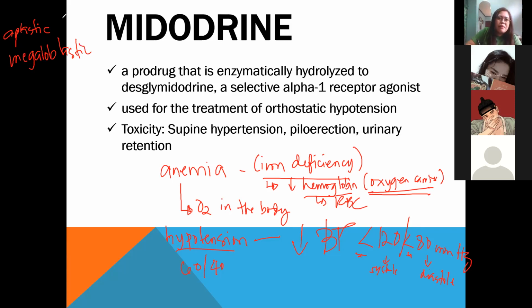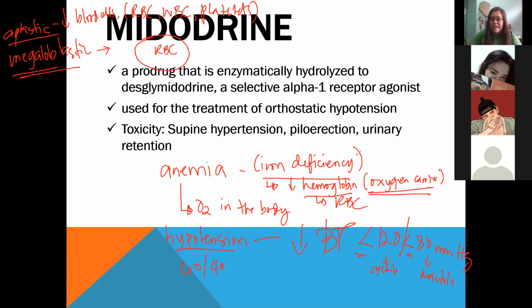Pag aplastic anemia kay, baba ta ng blood cells. When I say blood cells, I'm talking about, wait lang, the RBC, the WBC, and the platelets. Pagka natanan mo na, we call it aplastic anemia. Si megaloblastic anemia, this is dagko imuhang red blood cells. Very big red blood cells. Megaloblastic anemia. So, dili siya normal.